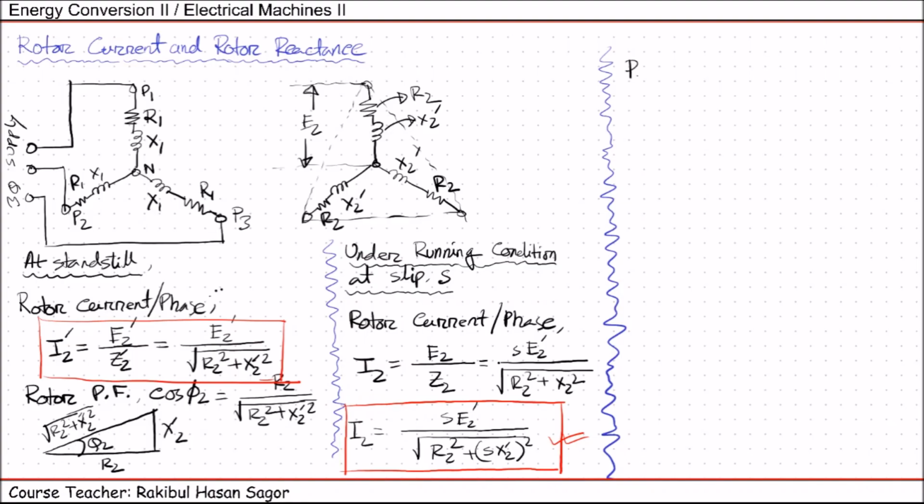Now the rotor power factor under running condition. Cos phi 2, and at standstill condition it's better to write cos phi 2 prime, so that this phi 2 will represent the power factor angle under running condition, equal to R2 divided by root over R2 square plus S into X2 prime square.